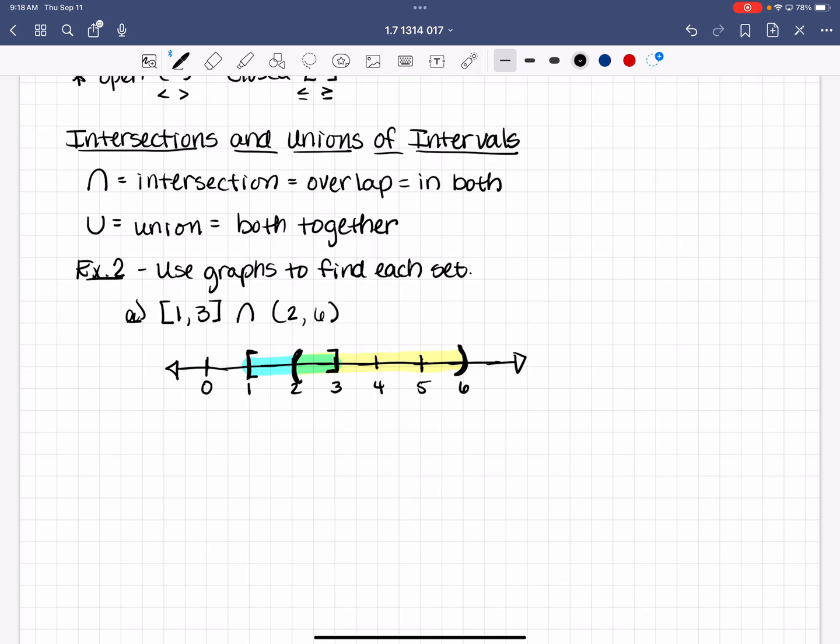Okay? Now, it says it's an intersection. And what did we say intersection meant? It means overlap. It's in both of the parts that we graphed.